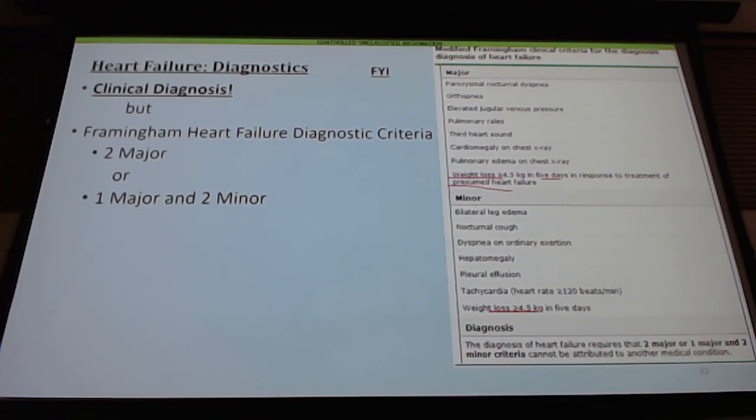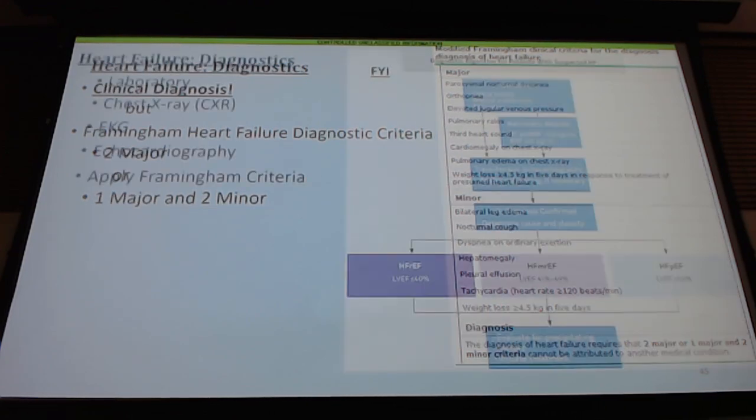without treatment, necessarily. But you can see how this has limited utility, because I have to presume that this patient has heart failure and treat it before I can actually officially diagnose it. And oh, by the way, I've got to give it 5 days. So it's not very useful.